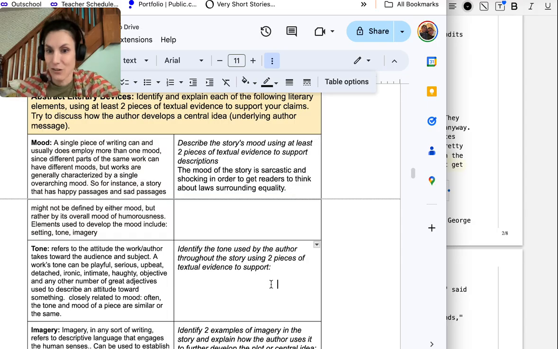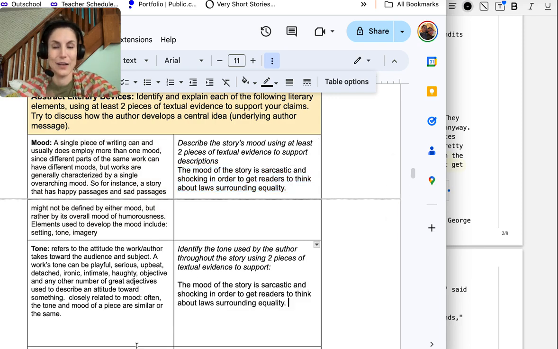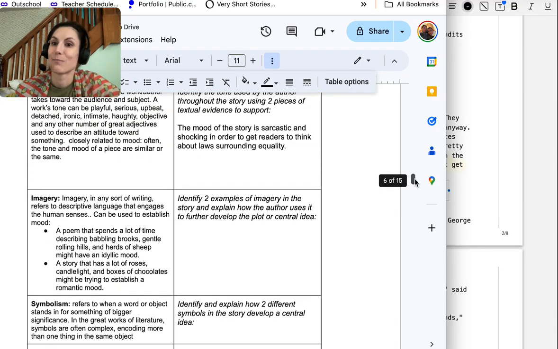And you could say the tone is the same. In this case, the tone of the story and the mood of the story really are similar. The mood, really, though, is how the reader feels. So for me, you might have been shocked and surprised that this was happening in the story, but obviously, mood is up to the reader.